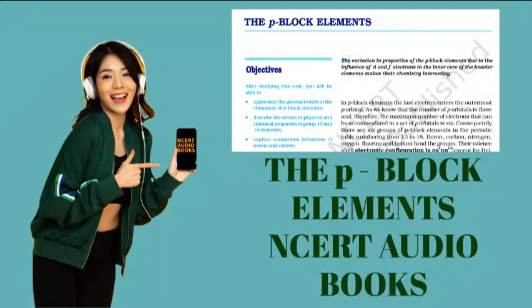Subtopic 11.8.2 Carbon dioxide. It is prepared by complete combustion of carbon and carbon-containing fuels in excess of air. C plus O2 gives CO2. CH4 plus 2O2 gives CO2 plus 2H2O. In the laboratory, it is conveniently prepared by the action of dilute HCl on calcium carbonate. On commercial scale, it is obtained by heating limestone.